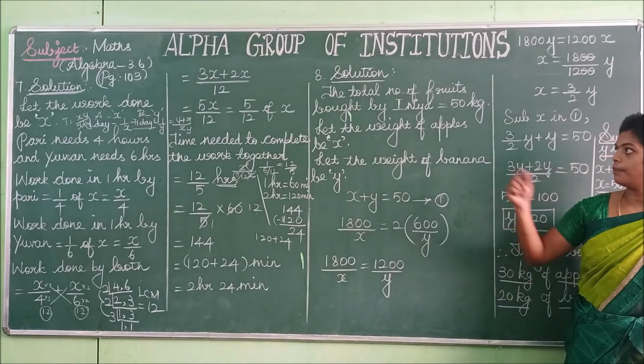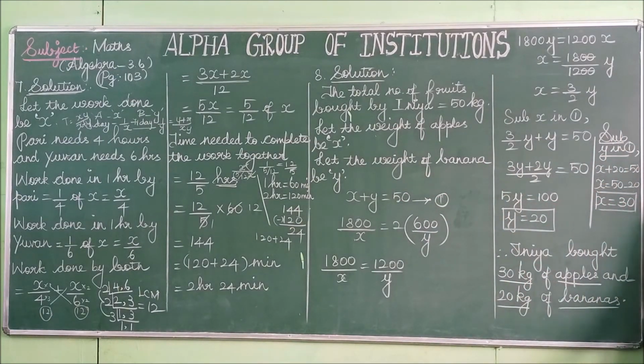Look to your book, page number 103. Listen. Inia bought 50 kg of fruit consisting of apples and bananas. She paid twice as much per kg for the apple as she did for the banana. If Inia bought 1800 worth of apples and 600 worth of bananas, then how many kg of each fruit did she buy? So Inia is a girl. That girl bought 50 kg of fruits. What are the fruits? The fruits are apple and banana.